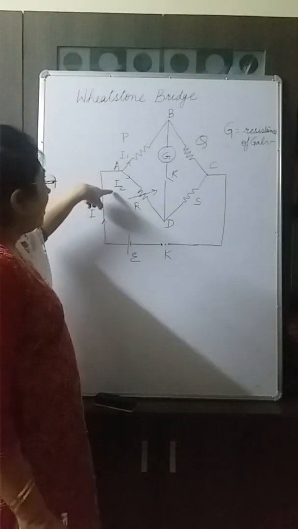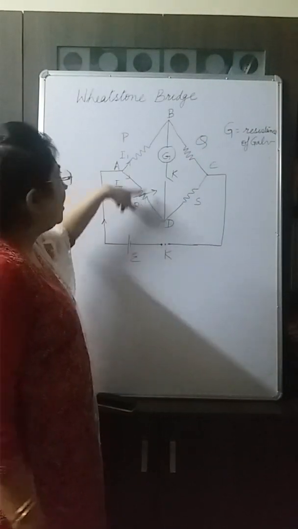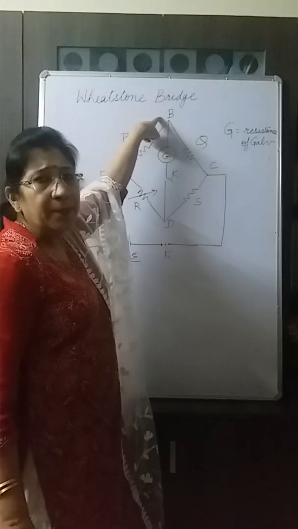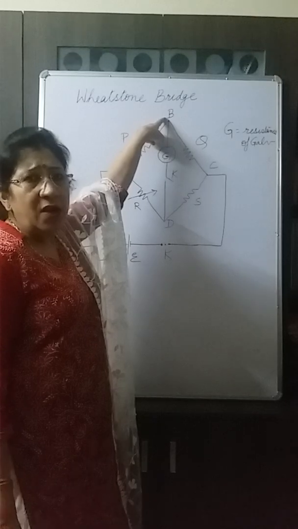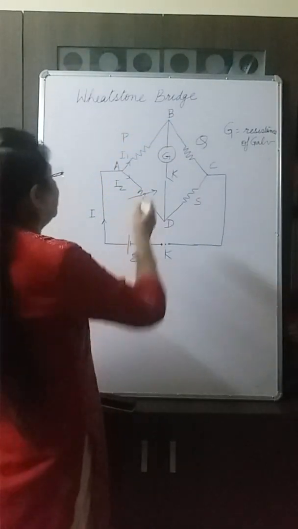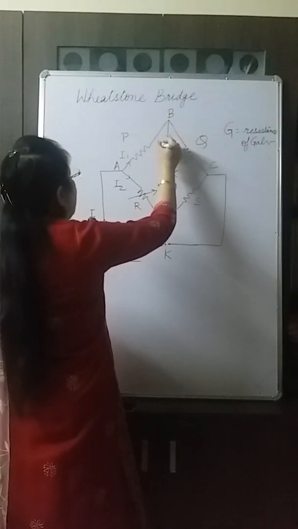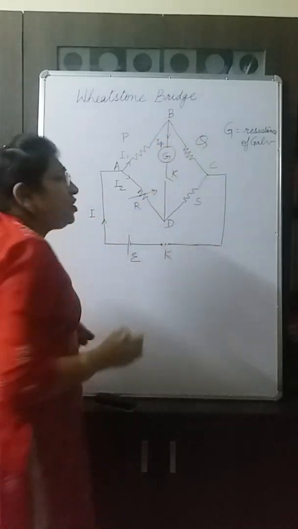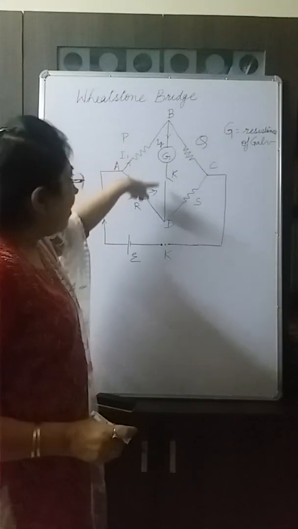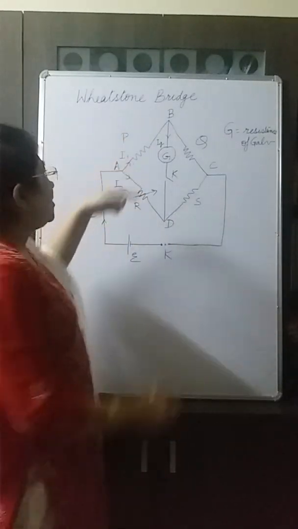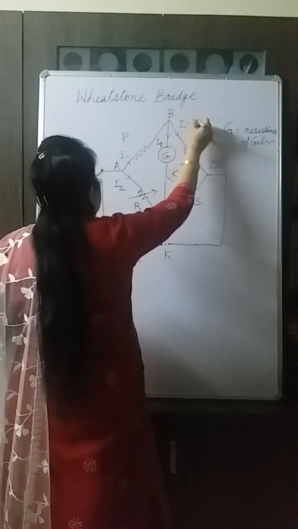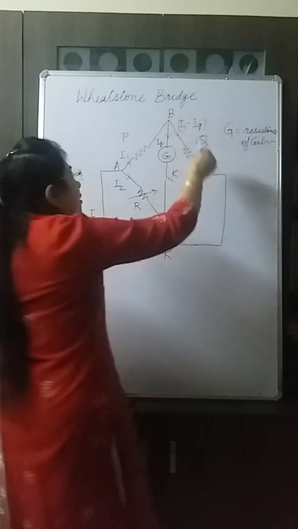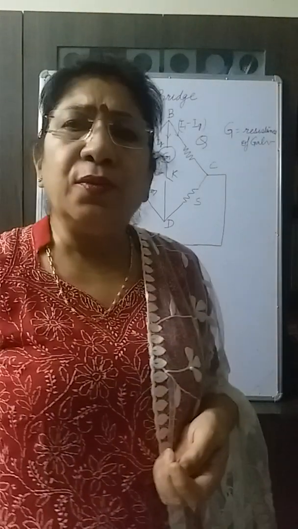So when I1 and I2 flow through P and R respectively, here I1 will reach B. Here the wire is branching into 2 parts again. So the current will again branch and let a current IG flow through the diagonal wire BD, and the rest of the current, which is I1 minus IG, will flow through the resistor Q.